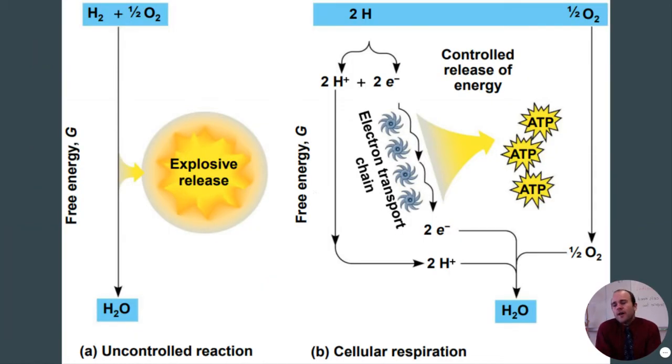So, if we were to just break apart sugar to use it, you would have an explosive combustion release of energy that we couldn't really harness very effectively, and most of that energy would just be totally lost. But by doing a series of steps and a series of reactions, we can control that release of energy in that sugar and make a lot of ATP.